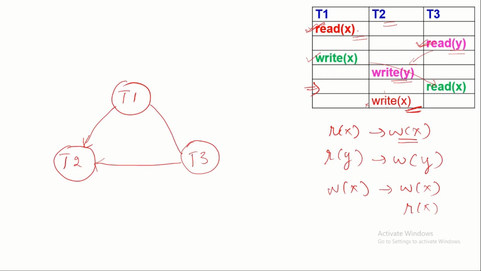So accordingly, T1 to T3 we have drawn. So now we checked this operation. Then coming to this, this is write Y. So write Y is in conflict with write Y, and with read Y, right? So if we check, there are no more conflict operations done by either T1 or T3. So let us omit it. It is not in conflict with any of the further operations.